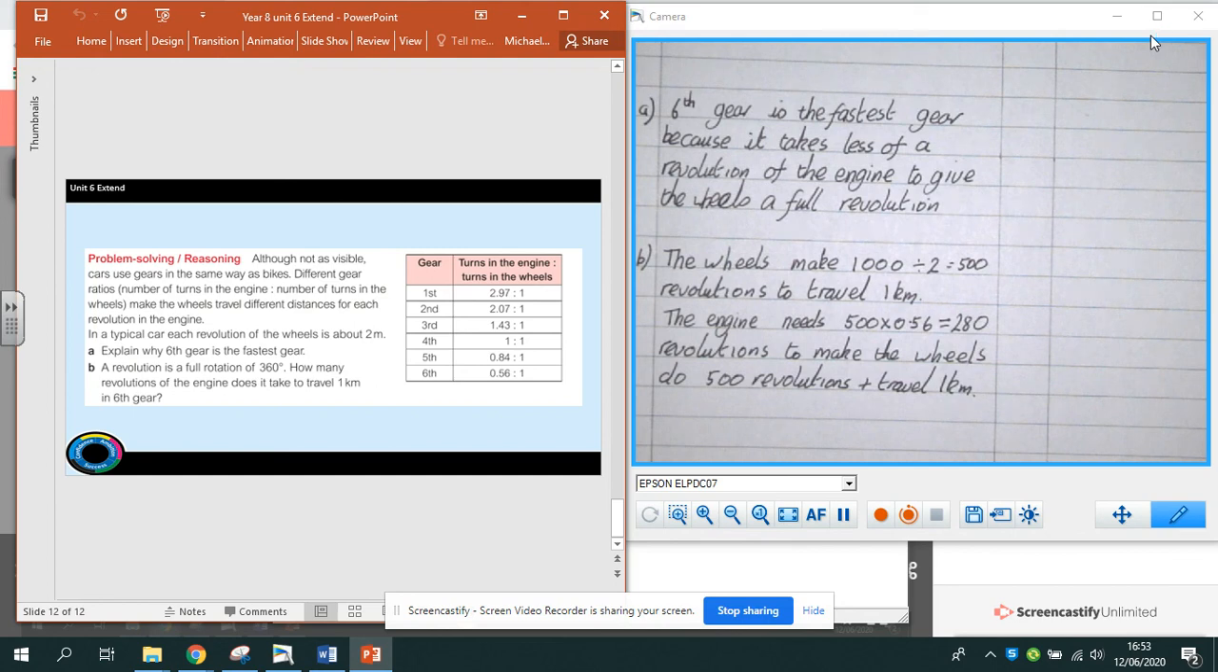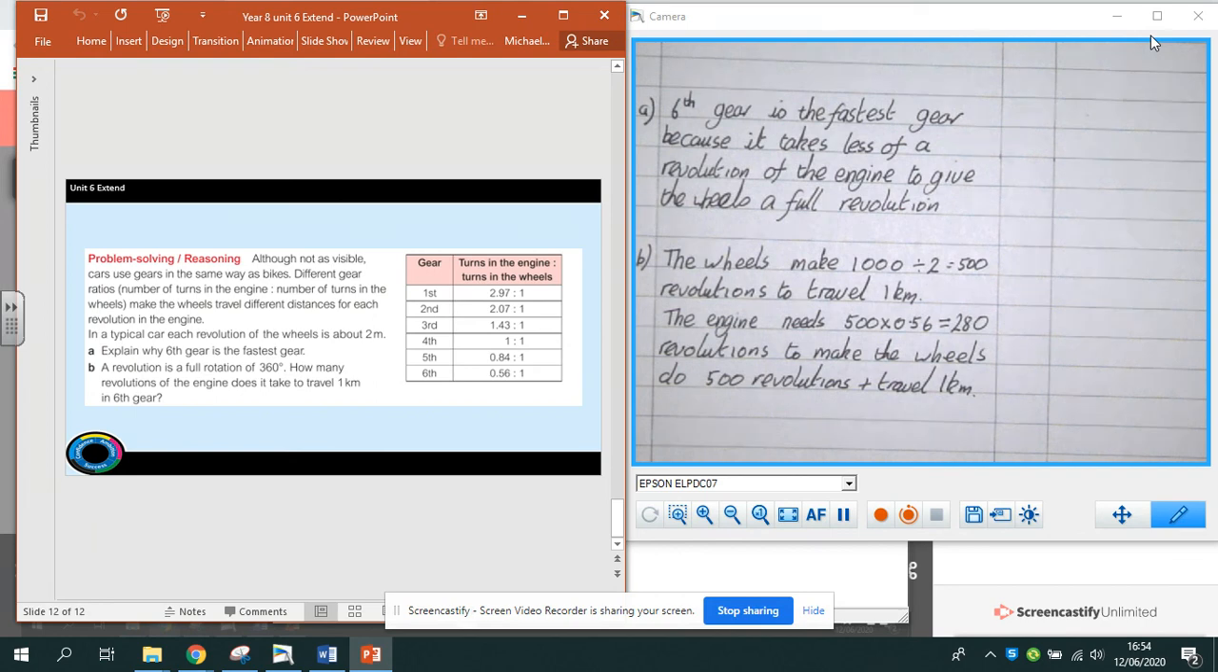How many revolutions of the engine does it take to travel 1 kilometre? Right, well, first thing, how many revolutions of the wheel does it take to travel 1 kilometre? We know that there are 1,000 metres in a kilometre, and the wheel covers 2 metres per revolution. So the wheel has to go around 1,000 divided by 2 times, which is 500 times. So every time a wheel revolves 500 times, the car travels a kilometre.